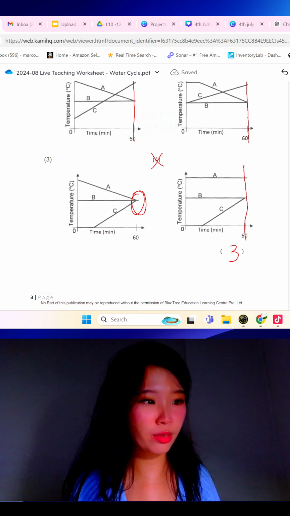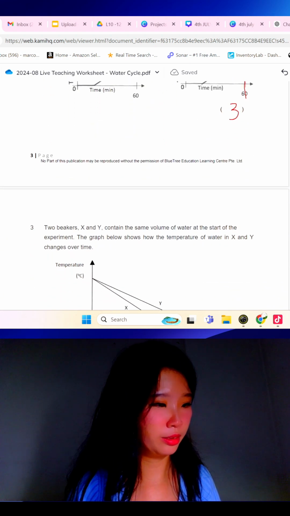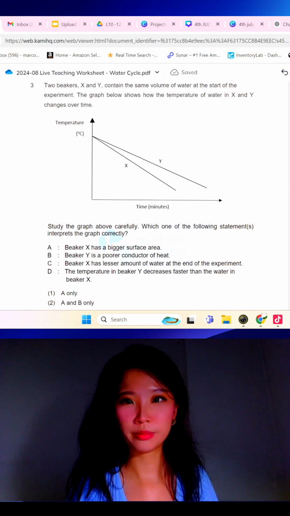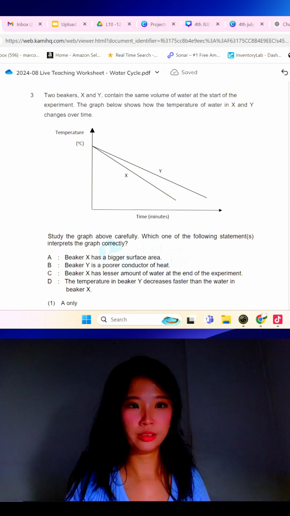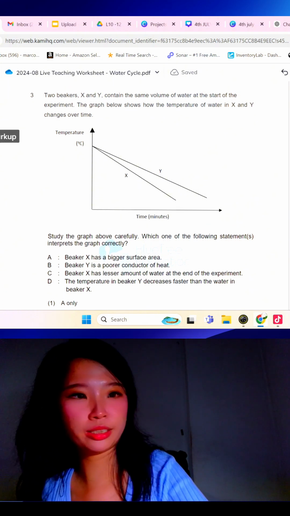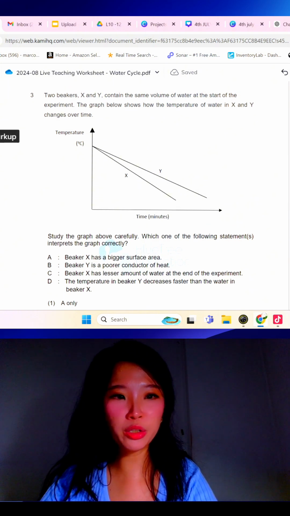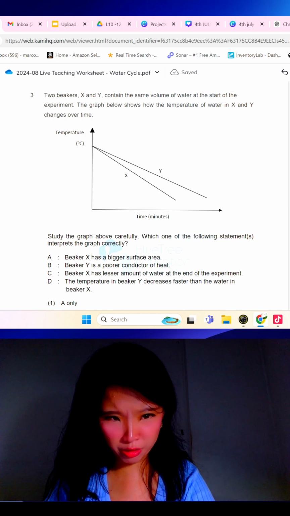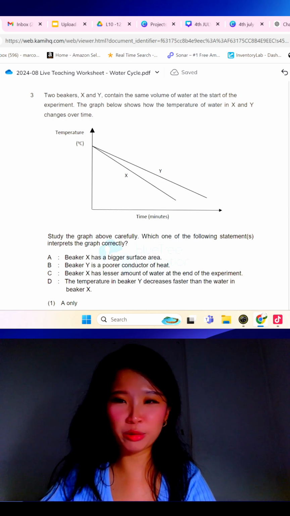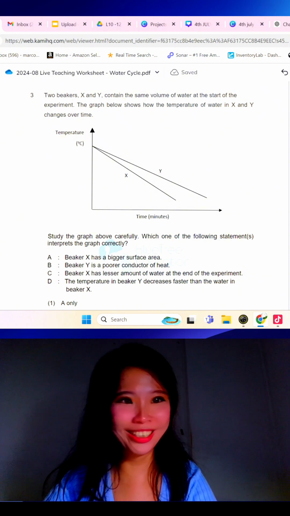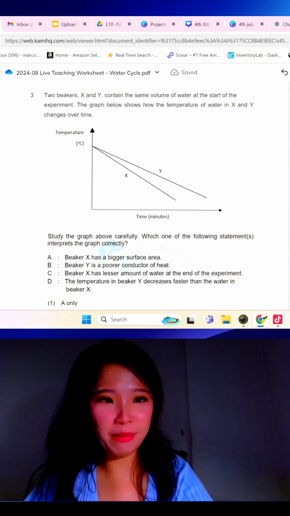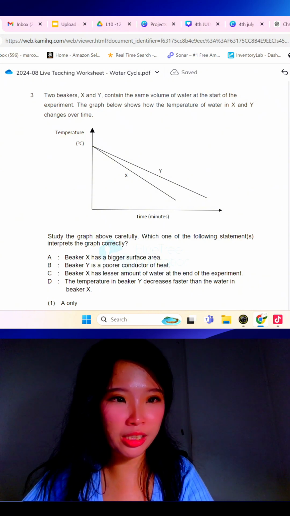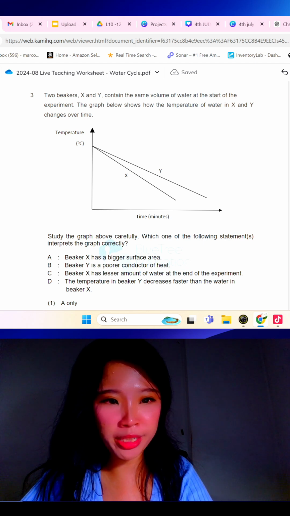Okay, come, next one. This one a bit harder. Ready? Okay, let's see. Hello, hello. Wait, what test paper is this? The link, I think I pinned it there.